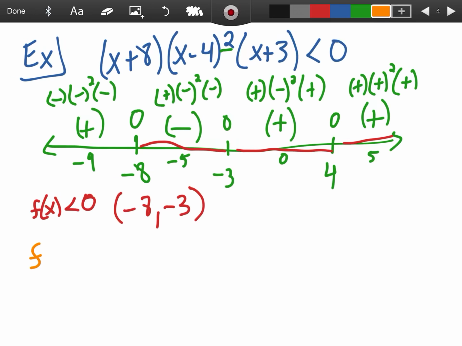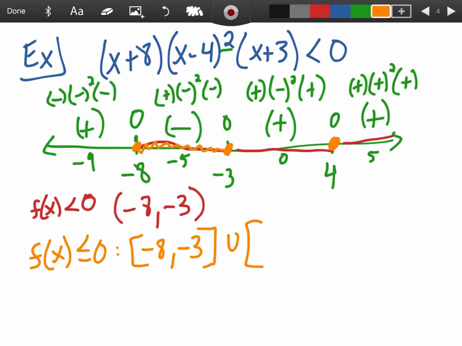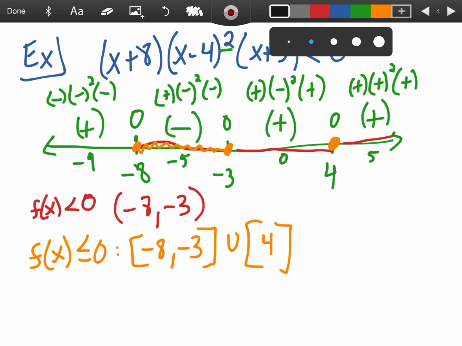Say that I had changed the problem and I asked, when is f of x less than or equal to 0? Well, when is it less than or equal to 0? I now need to include all of my zeros, including this 4 over here, where it's just kind of all alone by itself. So how would I write this answer? I would say, well, it is less than or equal to 0 from -8 to -3. And then also at the point 4, because at the point 4, it is equal to 0. So I must include it.